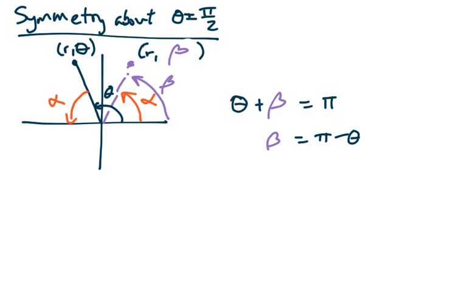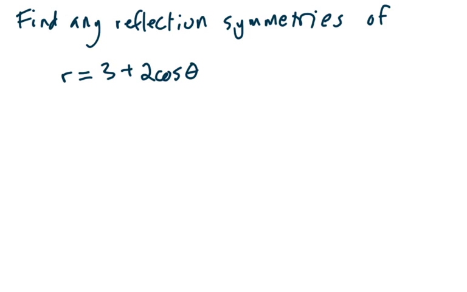I leave it for you to show that if we start out with a point in the fourth quadrant, that the point that is symmetric about theta equals pi over 2 has coordinates r comma pi minus theta using the same approach. So let's do a full-on example. Find any reflection symmetries of r equals 3 plus 2 cosine theta. We're not just going to check to see if this is symmetric about theta equals 0, or theta equals pi halves, or the origin. We're going to check all three. We'll show one that works and some that don't work.